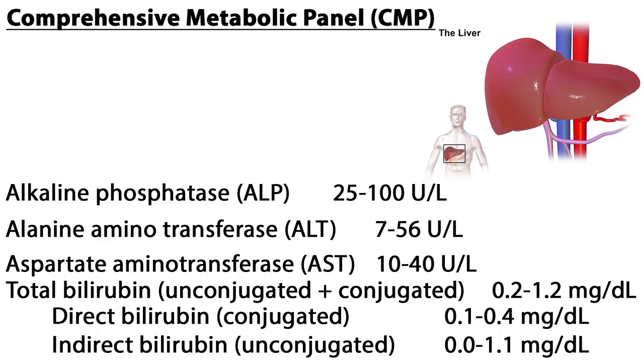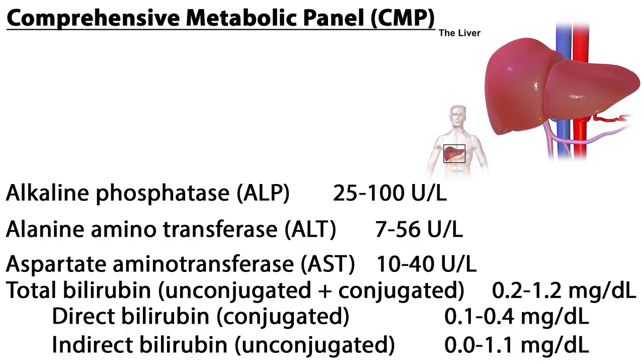Tests specific to the liver include ALP, ALT, AST, and bilirubin. ALP, or alkaline phosphatase, is an enzyme found in the liver and bones and is used to help detect liver disease or bone disorders. Normal range is 25 to 100 units per liter.